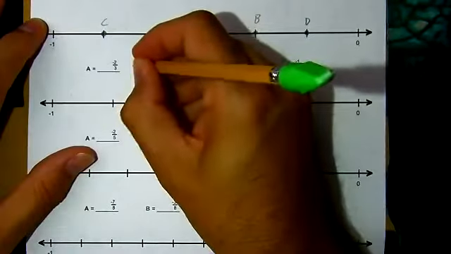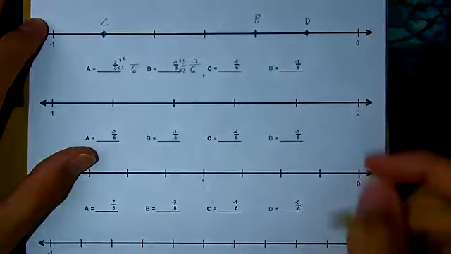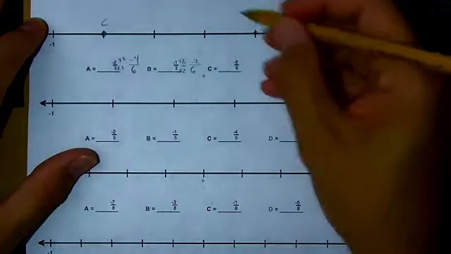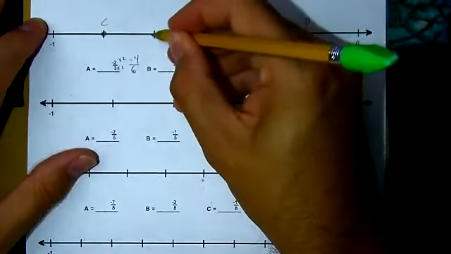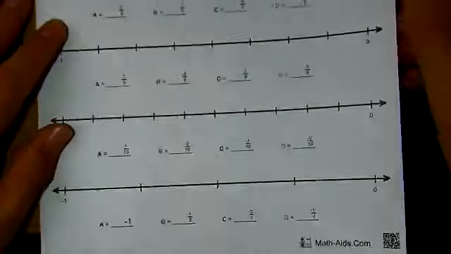If you converted this, again, times 2 times 2, you'd have -4. So 1, 2, 3, 4. That would be point A. So again, do this on your own. Check your answers on the second sheet.